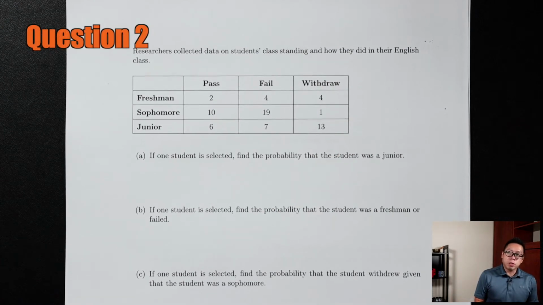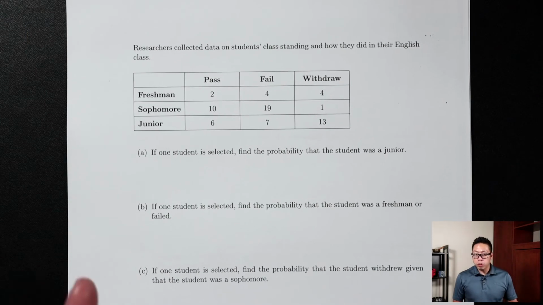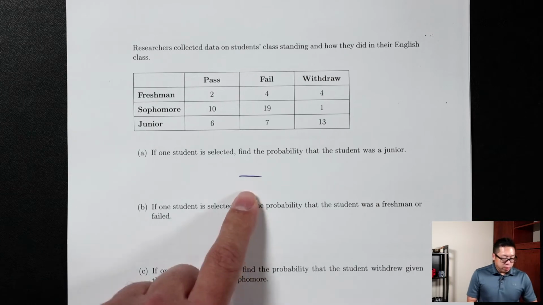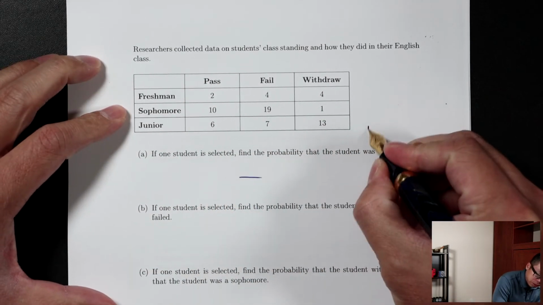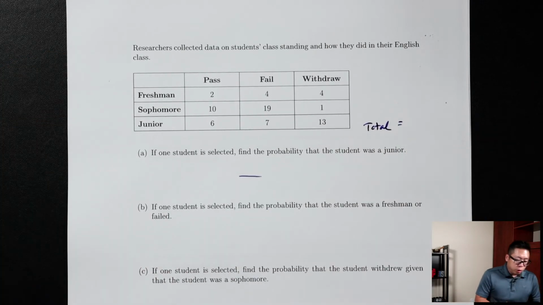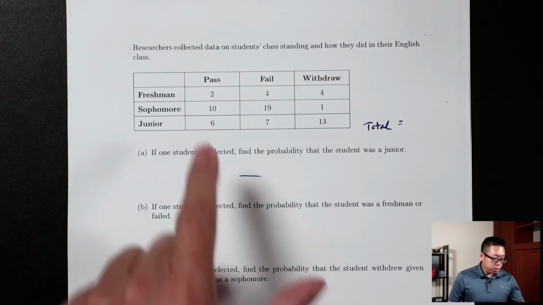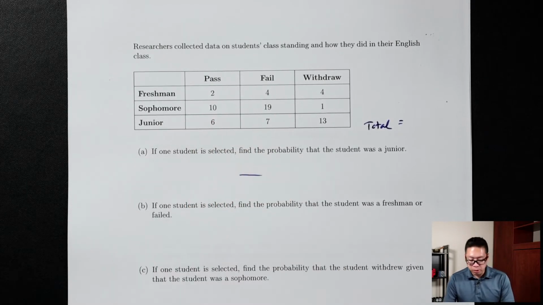Researchers collected data on students' class standing and how they did in their English class. Part A, if one student selected, find a probability that the student was a junior. So we're talking about one student, we'll need 1 fraction. For the bottom, it's going to be how many different students can we choose from. That's going to be just the total number of students. Total number of students is going to be 2 plus 4 plus 4, plus 10 plus 19 plus 1, plus 6 plus 7 plus 13. 66 total.